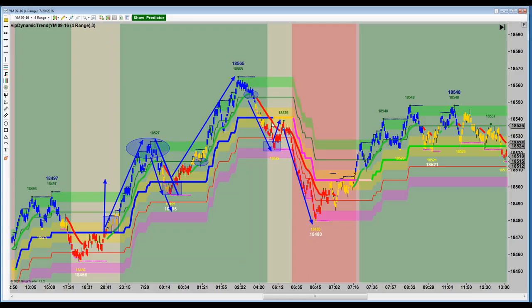Now, that is the essence, in 10 minutes or less, of what an uptrend and a downtrend are, how we look at that and how we trade them. Now, we all know that the market doesn't trend all the time. In fact, quite the opposite is true. It spends a lot of time in ranges.